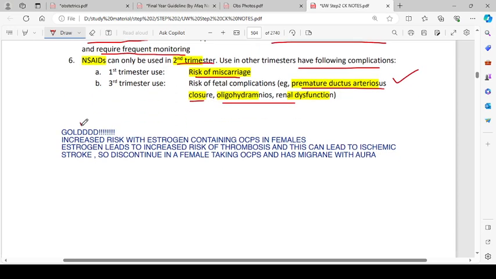Then we have this gold. Increased risk with estrogen containing OCPs in the female. Estrogen leads to increased risk of thrombosis, and this can lead to ischemic stroke. So discontinue OCPs in a female taking OCPs and has migraine with aura.